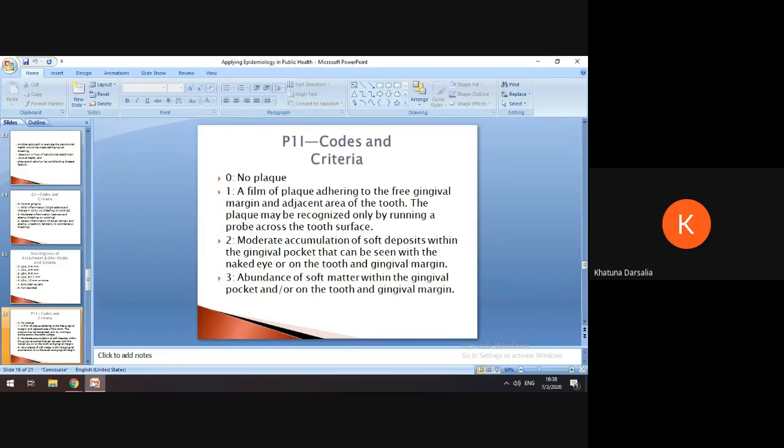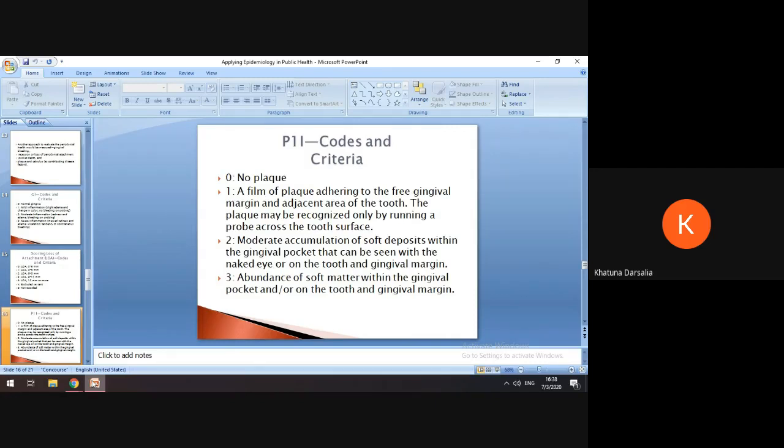Completing a full mouth periodontal status assessment on a group of individuals can be time-consuming and cost-prohibitive for many research projects and public health programs. For this reason, several methods have been developed that evaluate only a subset of teeth in the mouth.